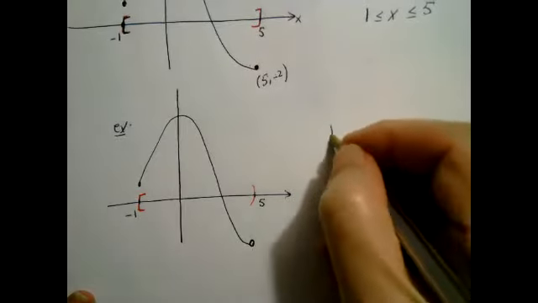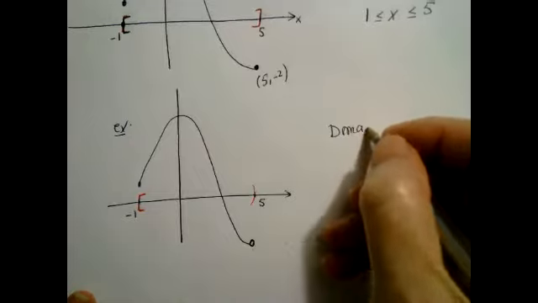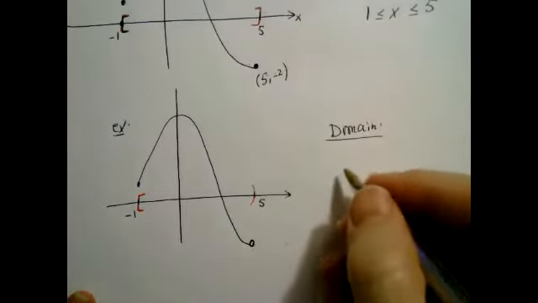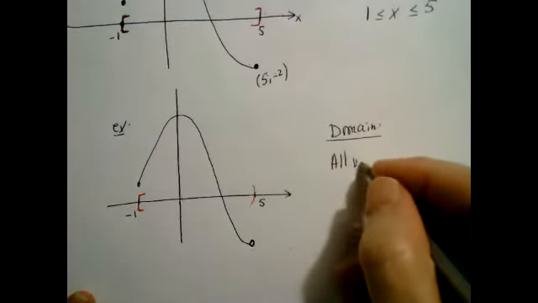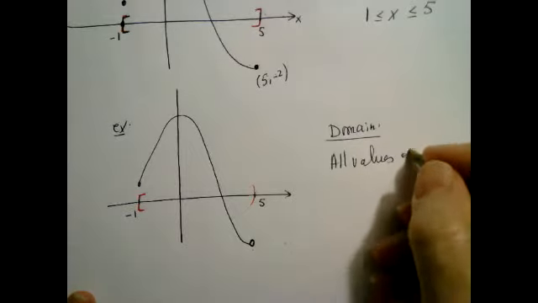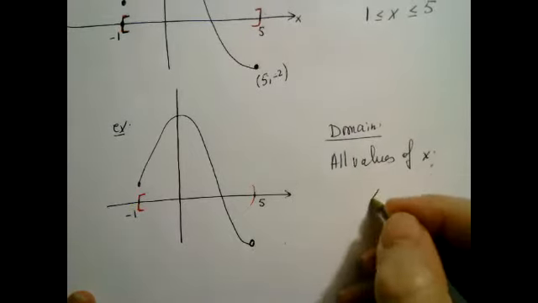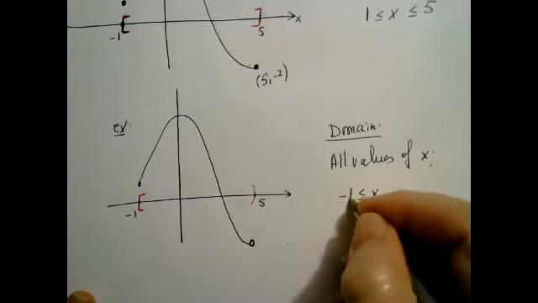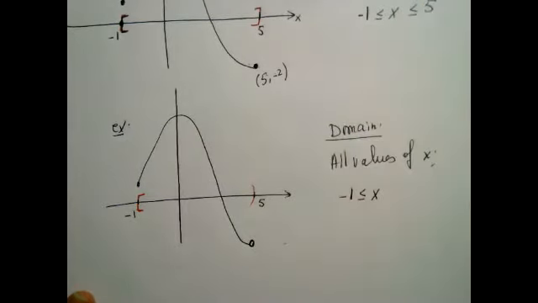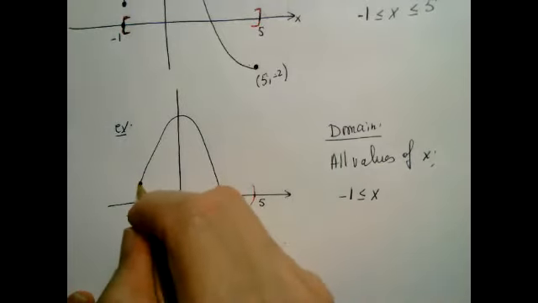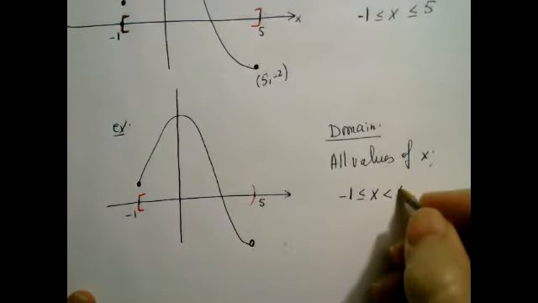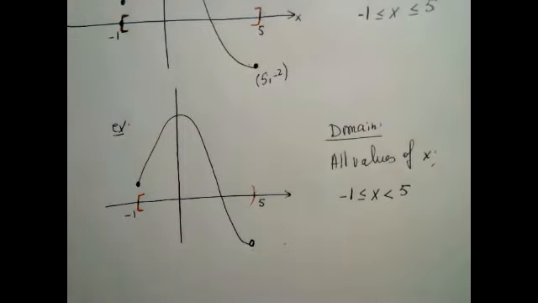So my domain here will be, as Alex said, all values of x such that x, -1, oh, sorry, this should be -1, my apology. -1 has to be included because at -1 I have a value, but 5 is not included. So I have to have x strictly less than 5.